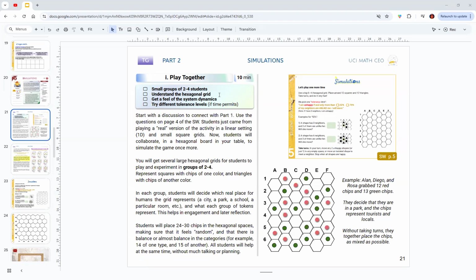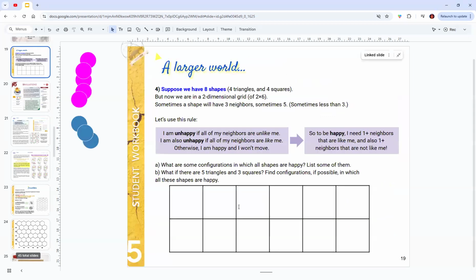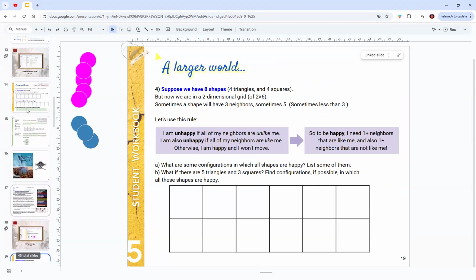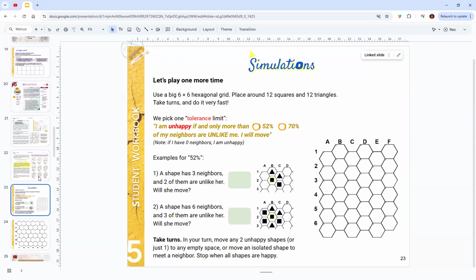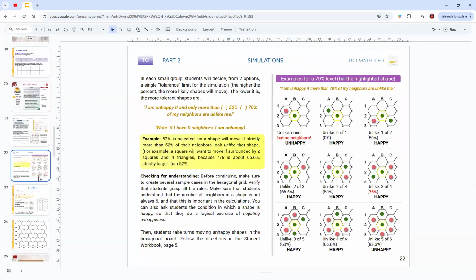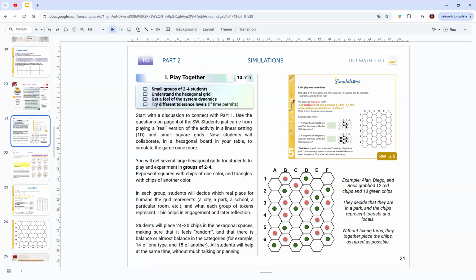This is a very interesting part of this meeting because some students may not have seen it much, so they're more used to the usual square grid. Also, this is to get a feel of the system dynamics now that they're no longer in a square grid or even one dimension, but jump into 2 dimensions with a new tool. And finally, try different tolerance levels if time permits.